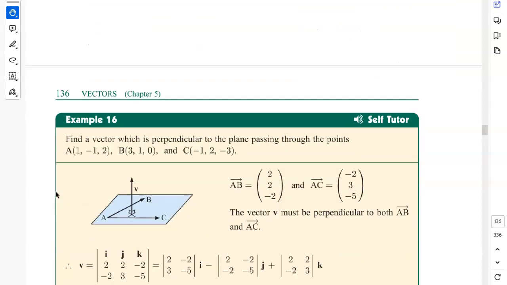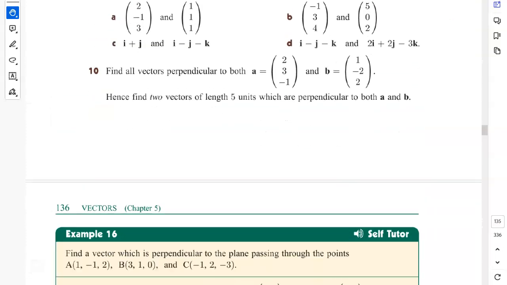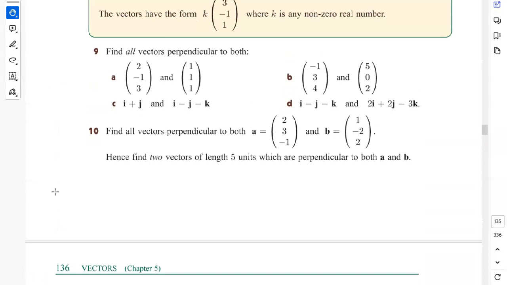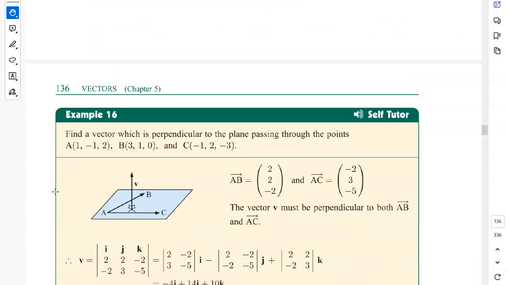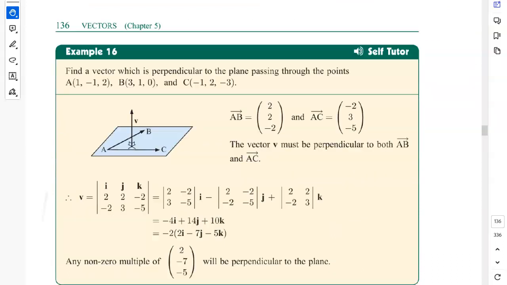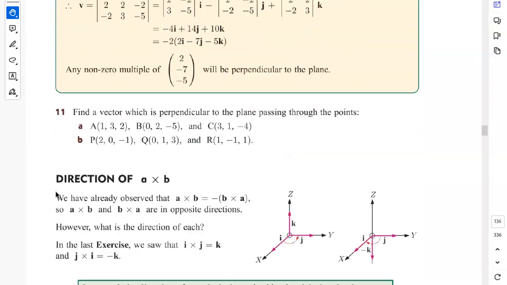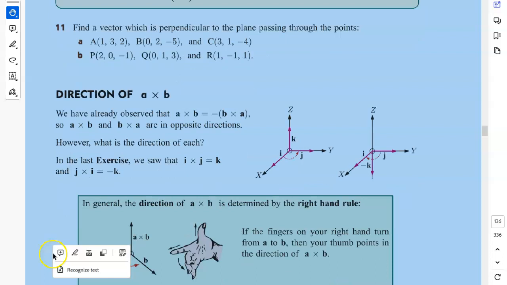So, find all vectors perpendicular to, hence find two vectors of length 5 units. How would we find something that is a particular length? Unit vector, okay? Do you remember unit vector? Too good. Find the length, times by 1 over that, and then times by 5. We're going to come back to this stuff a little bit later on when we talk about planes in the next bit, so we don't have to worry too much there.